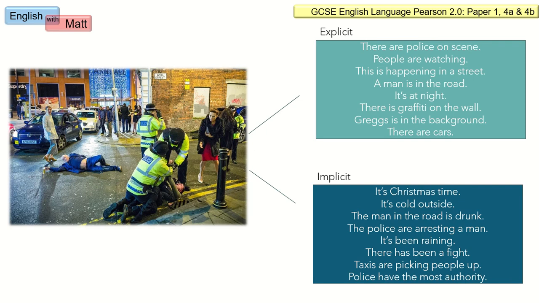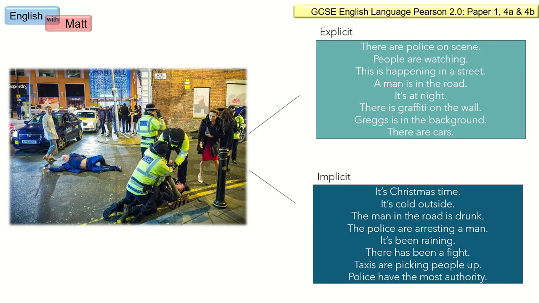Implicitly, though, takes us a bit of thinking, because we've got to look at this evidence and work out things based on what the evidence shows us. So it's Christmas time. We can make that interpretation because there are Christmas lights hanging in what looks like a shopping centre in the background. We know that when we see fairy lights like that, it must be Christmas time. It's cold. We know that because people are wearing coats. The man in the road is drunk. We know that because firstly, he's reaching for a bottle of lager. And secondly, it's unusual and not normal behaviour to lie in the street like that.